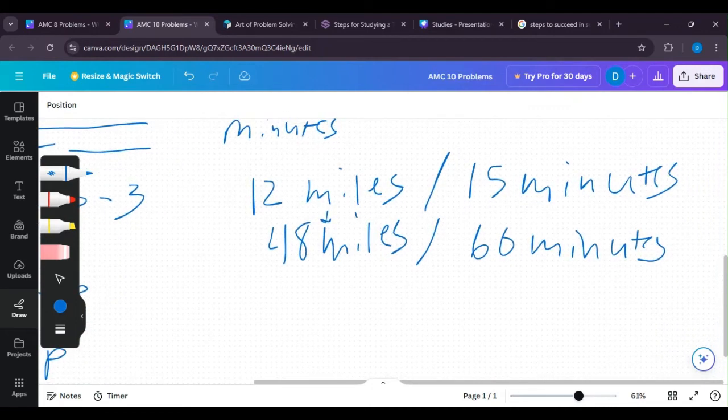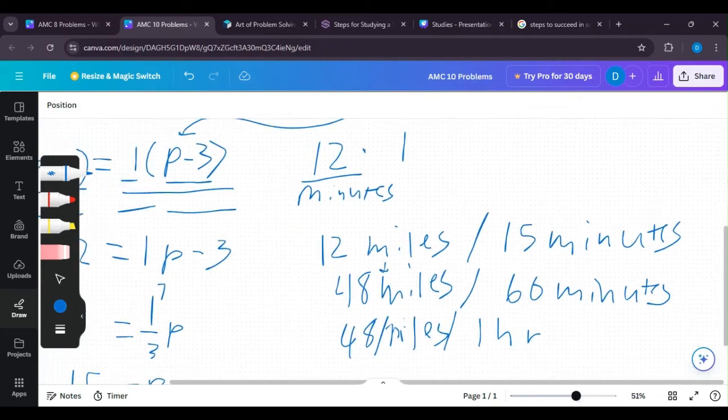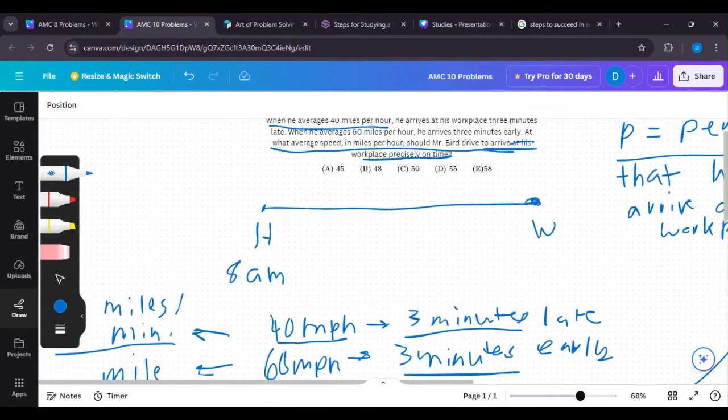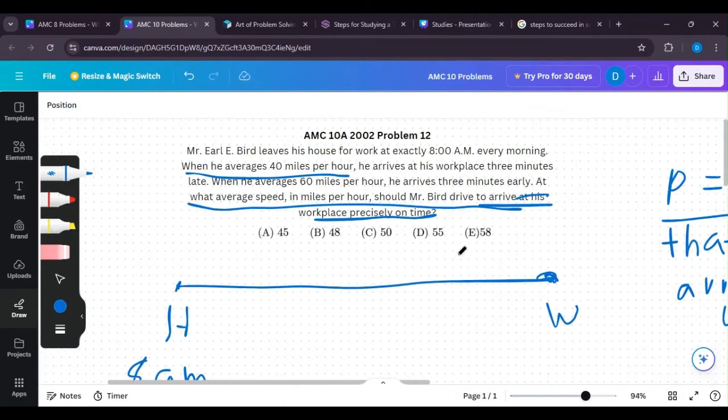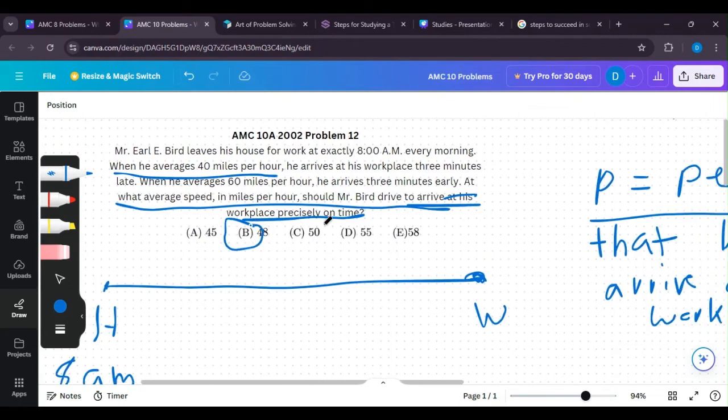And 48 miles over 1 hour, that's what it's asking for. What is the precise speed he needs to go at to arrive at the perfect time, which is P.